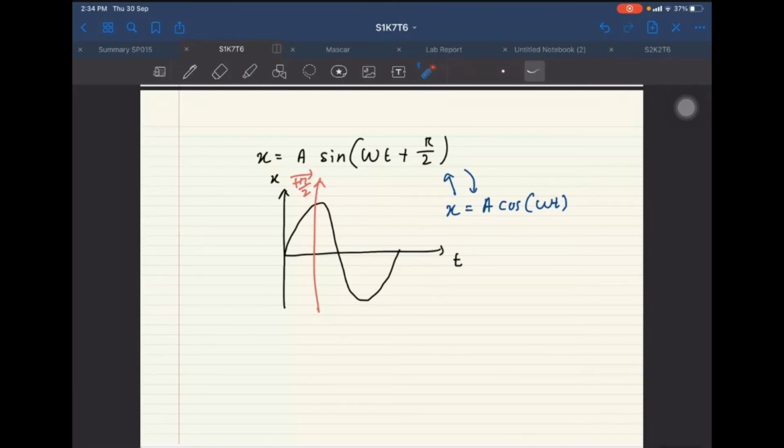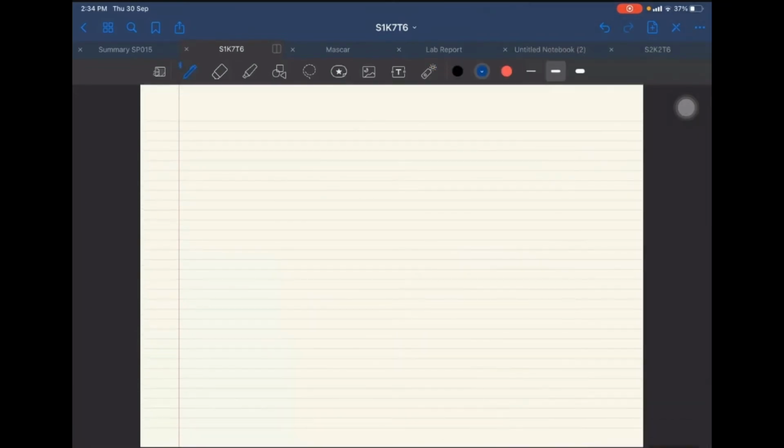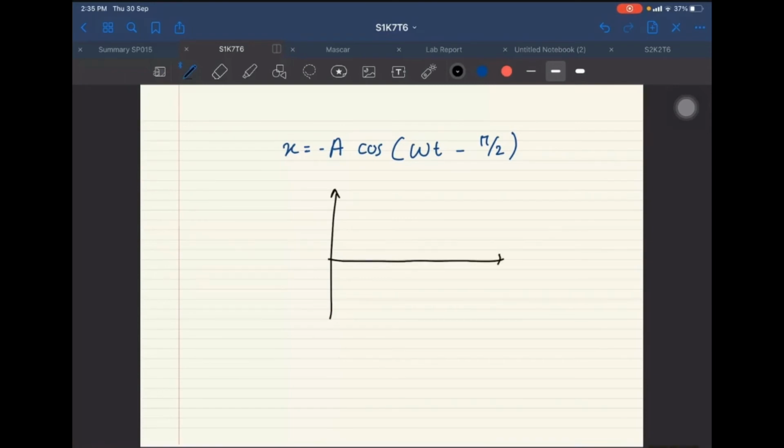Okay, I'll give you another example so that you guys okay with it. Okay, x sama dengan a cos negatif. Okay, katakanlah kita susahkan sikit. Negatif cos omega t minus pi over 2. Okay, pertama sekali kamu nak bikin graf apa? Graph cos. Negatif. Okay, graf negatif cos.